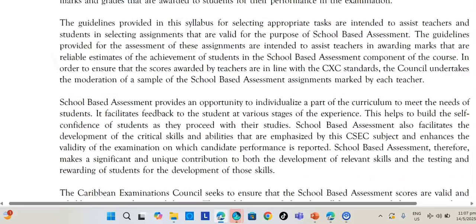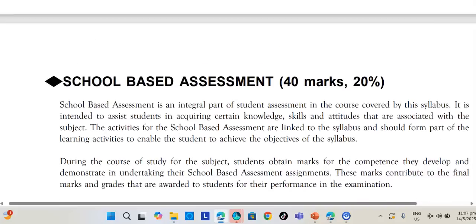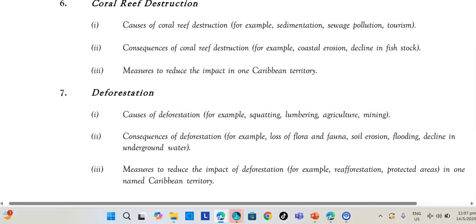All right, guys, so we're going to stop there for today. And I hope you have learned something from the syllabus, the CXC geography syllabus. Guys, all the best in your examination. Please remember that the questions from your exam paper are from the syllabus. So once you know the different topics on the syllabus and what to study, you will be okay.